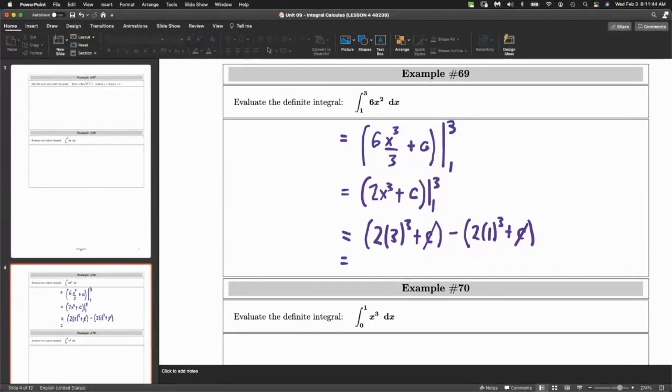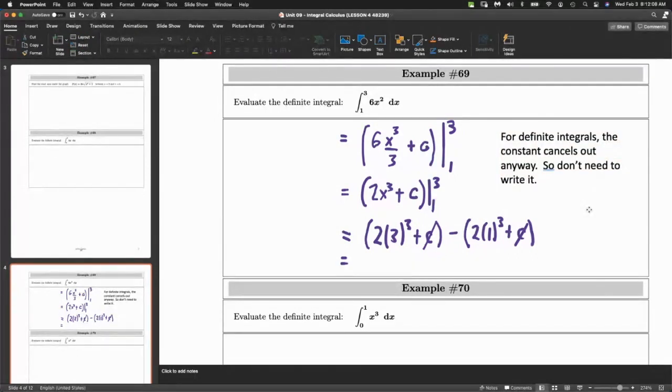Okay. So immediately, right off the bat, for definite integrals, a lot of times you don't have to write the C. Most people don't write it, although I don't want to mislead you. It's not proper to not write it, but if you don't write it, it's cool.